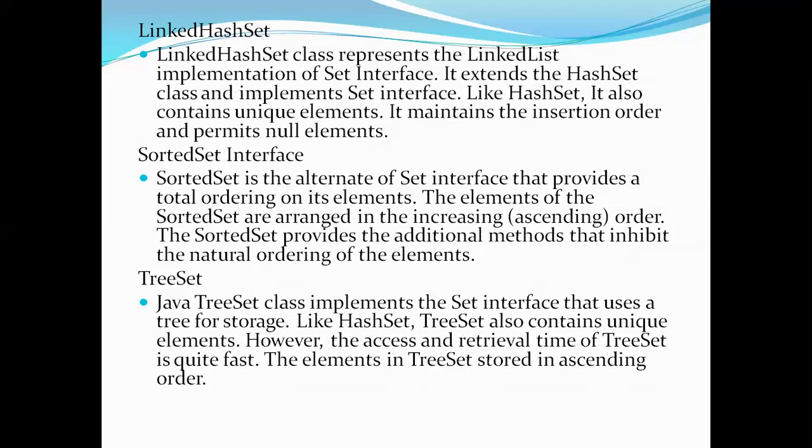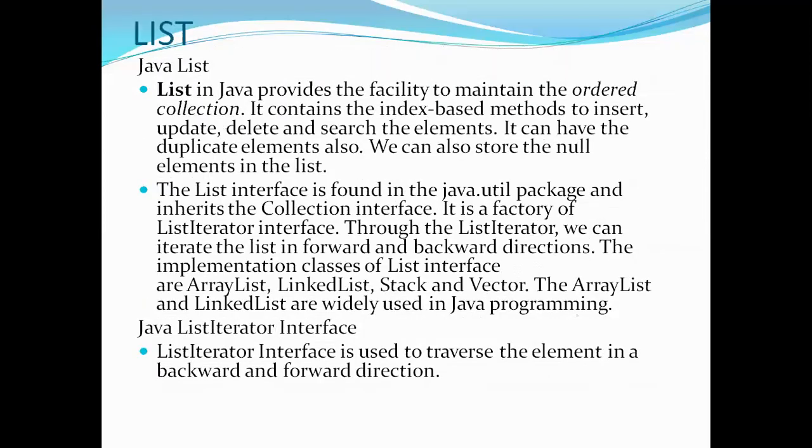Next is the SortedSet interface. The SortedSet interface is the alternate of the set interface that provides a total ordering on its elements. That is, in the SortedSet interface, the elements are in order. That is, the elements of a sorted set are arranged in increasing or ascending order. Next is TreeSet. Java TreeSet also implements the set interface and uses a tree for storage. Like HashSet, TreeSet also contains unique elements. Unique elements means it does not allow duplicate elements. And the elements in the TreeSet are stored in ascending order.